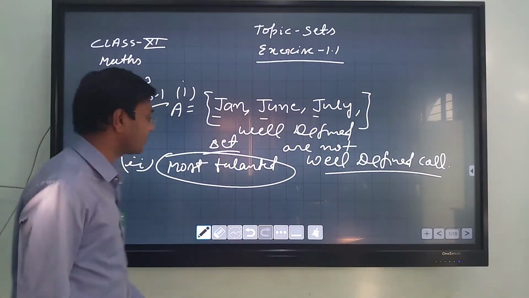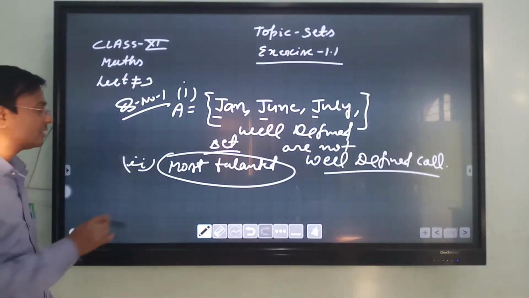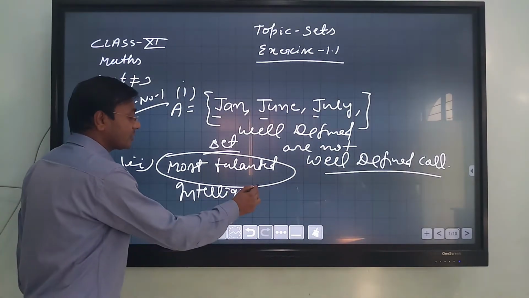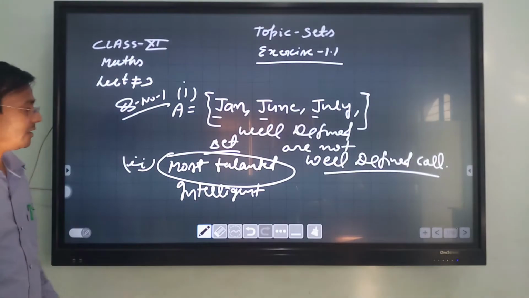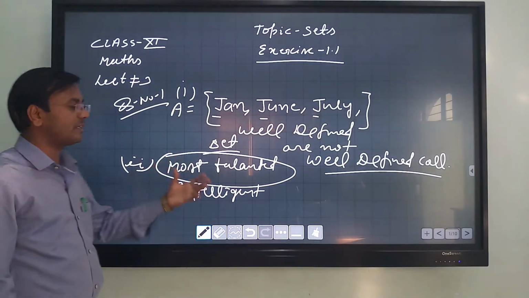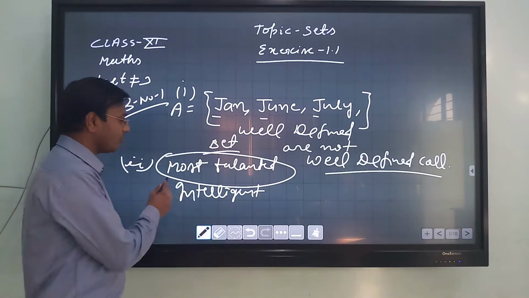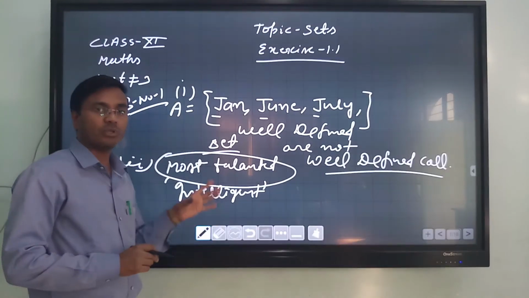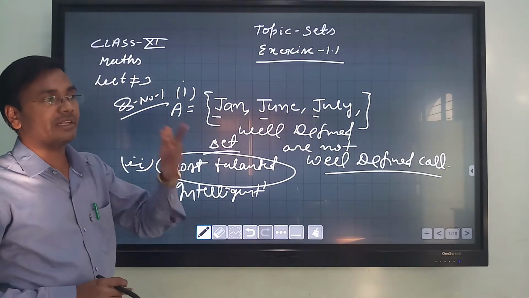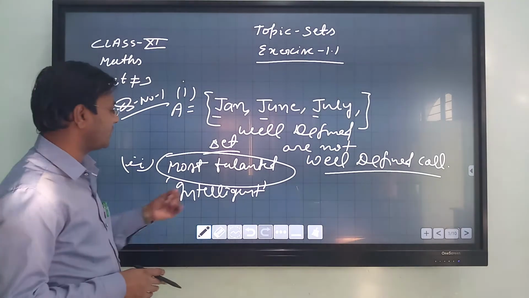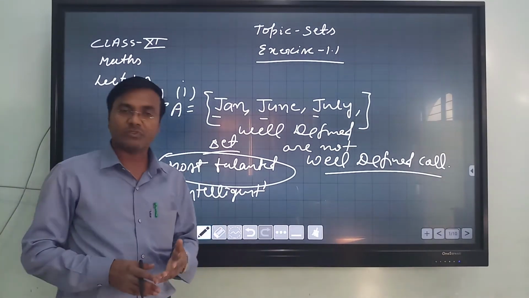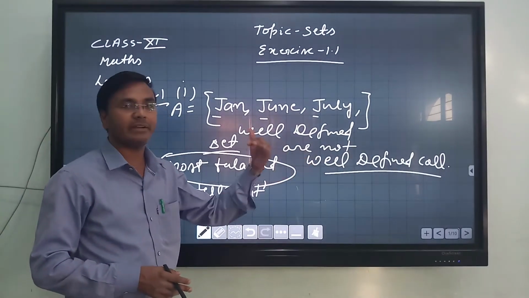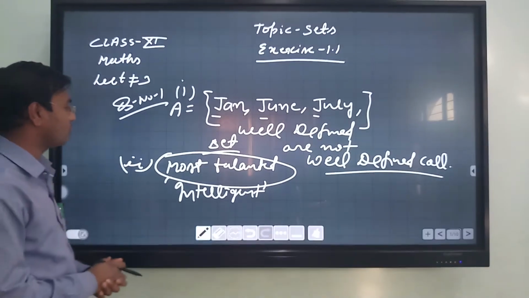So wherever you find most talented, some words like intelligent. For example, find a collection of the intelligent students of class 11th. The word intelligent has no definition at all. There is no criteria to define who is intelligent and who is not, in terms of discipline, in terms of a good score, and so on. So these terms cannot be taken as a well-defined collection.